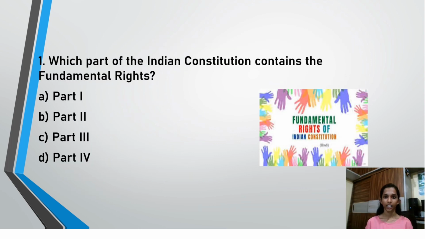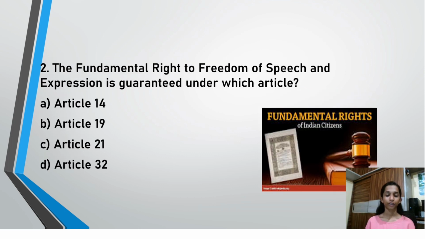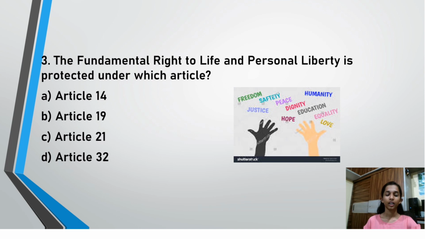Which part of the Indian Constitution contains the fundamental rights? The correct answer is Part 3, because Part 3 of the Indian Constitution holds the fundamental rights. The fundamental right to freedom of speech and expression is guaranteed under which article? Article 19. The fundamental right to life and personal liberty is protected under which article? The answer is Article 21. These are the few articles everyone should know, so just be aware of these articles.